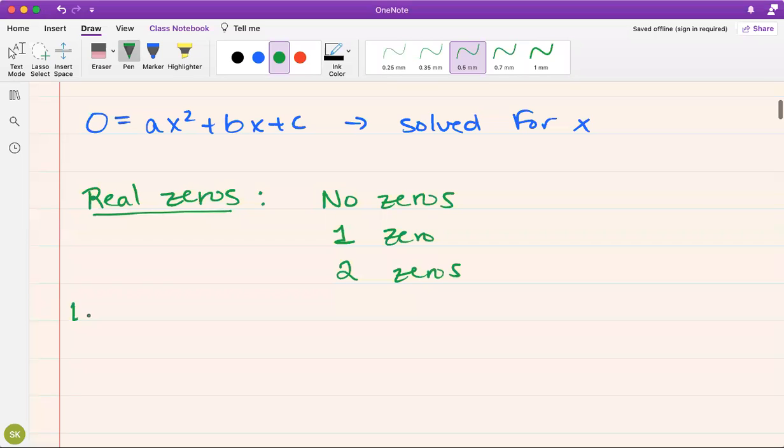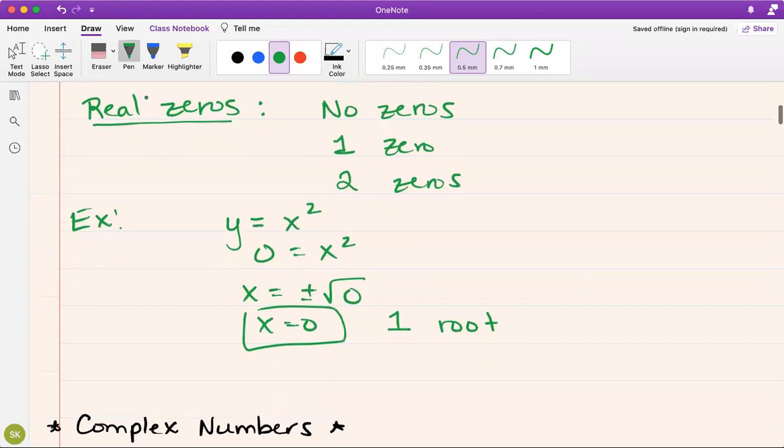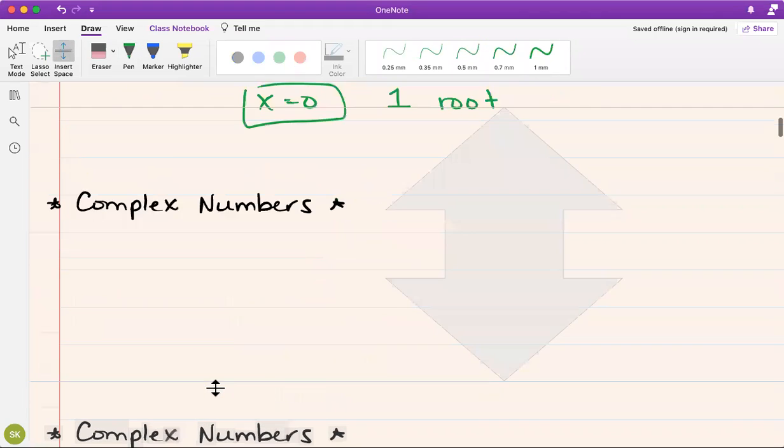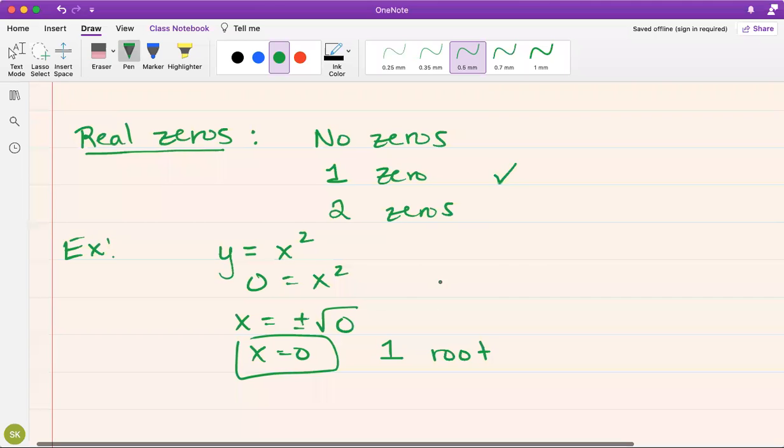For example, maybe it would be easier to give you some examples. Let's say we had y is equal to x squared. If we set this equal to 0, we can factor this, and we can also just take the square root, and we get plus or minus the square root of 0, so we get x is 0. So here we have one real root. So you can see that it was possible to get 1 zero.